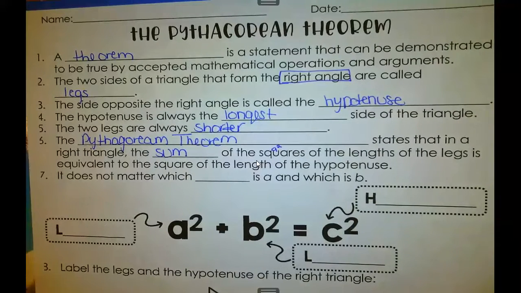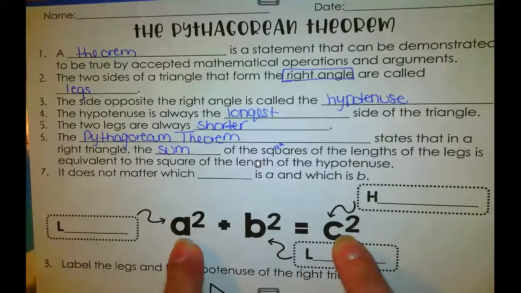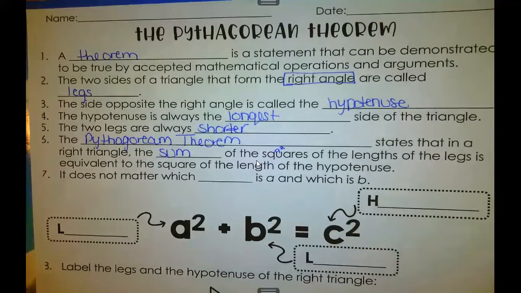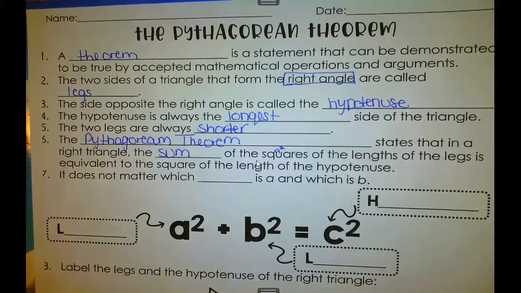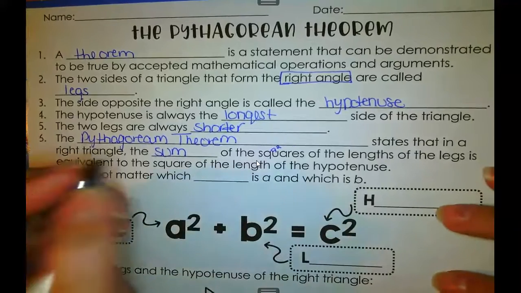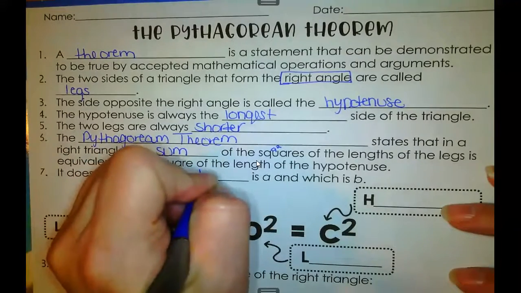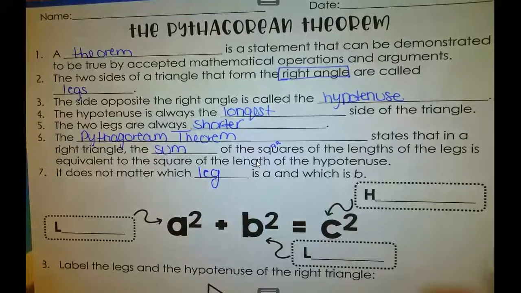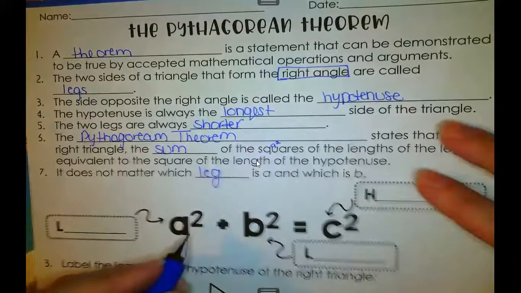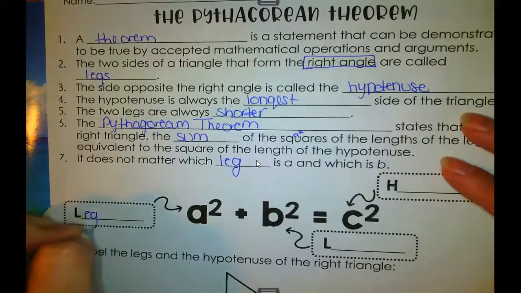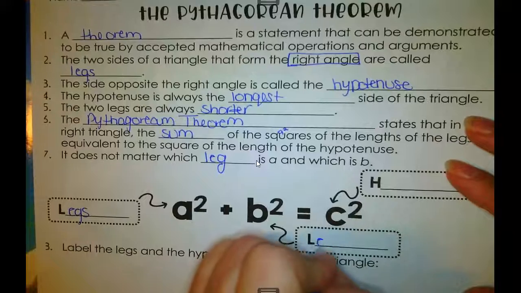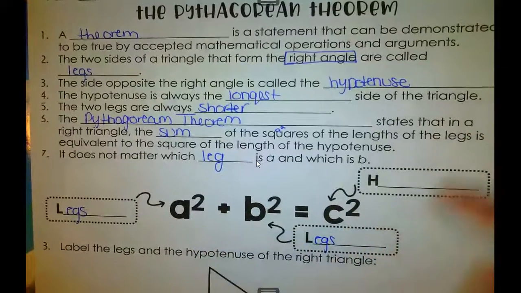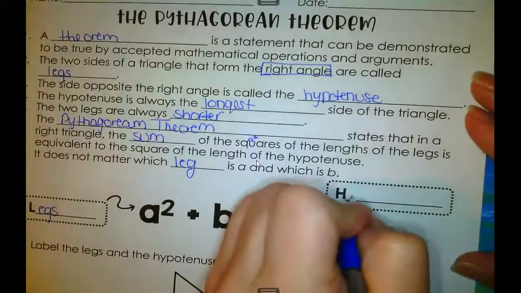And that is a very fancy way of saying this right here. And I'll show you what it looks like. Don't worry. It doesn't matter which leg is A, which one is B, as long as you're not picking the hypotenuse, you're good to go. So A squared and B squared are both legs. And again, doesn't matter which one is which one. And then C squared is always going to be that hypotenuse.